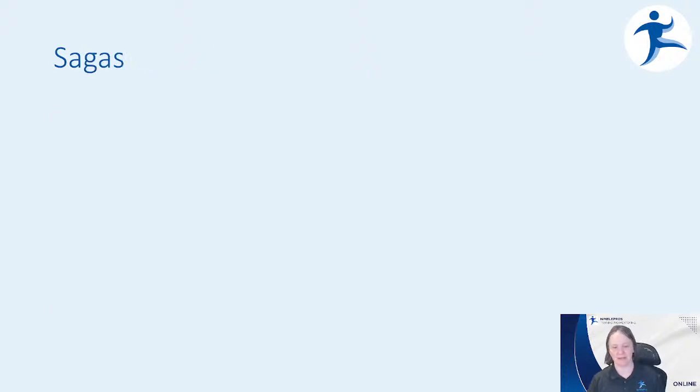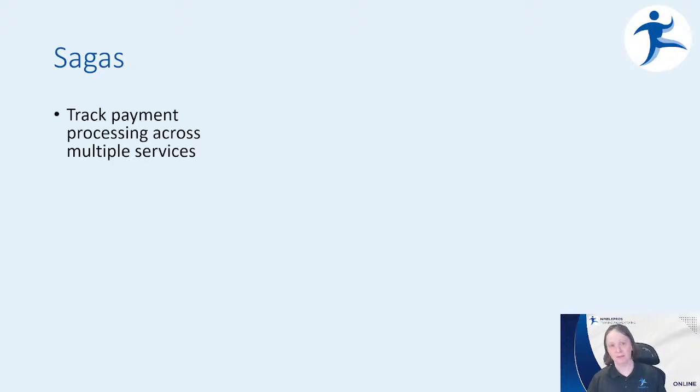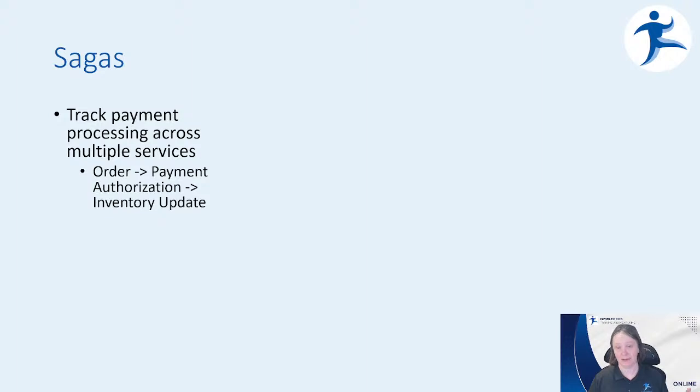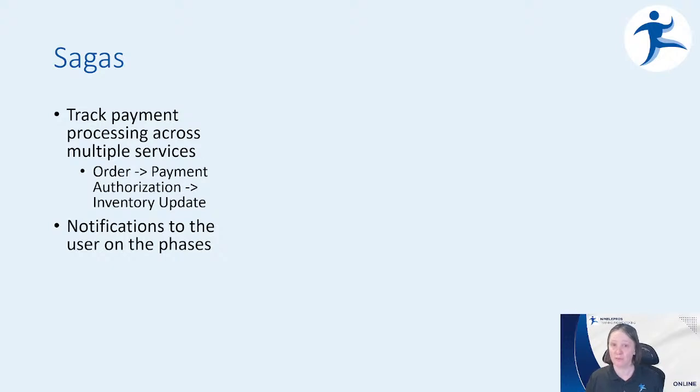All right, let's talk about sagas. So sagas allow you to track payment processing, for example, across multiple services. And where are we in the process? Maybe you've got an order that goes to payment authorization and inventory update, and you're like, all right, where are we in the process? And where is the payment processing in this process? What does it need? Does it have everything to go forward? So you can do notifications to the user on phases, which is good because then they don't have to be wondering where they're at in the process with those notifications.